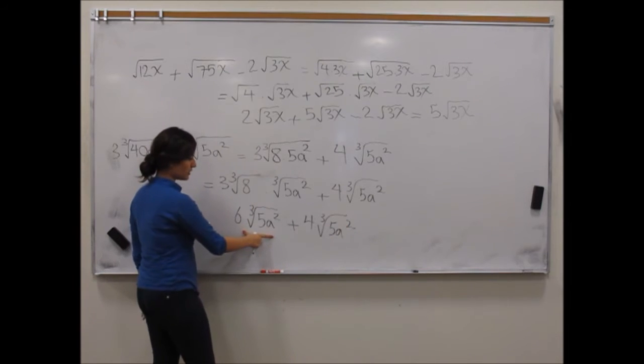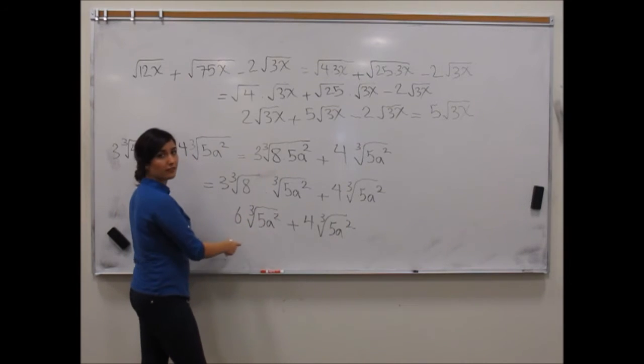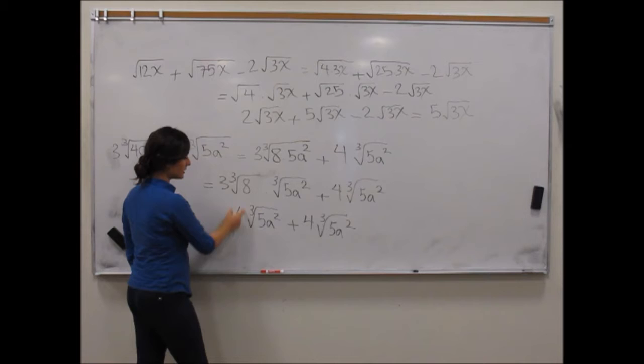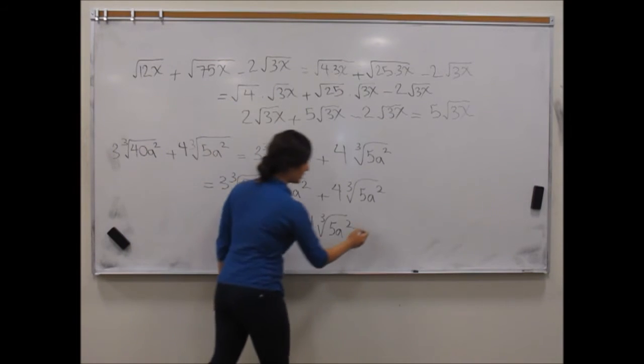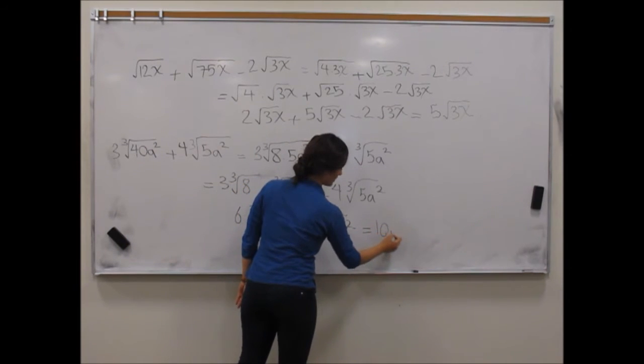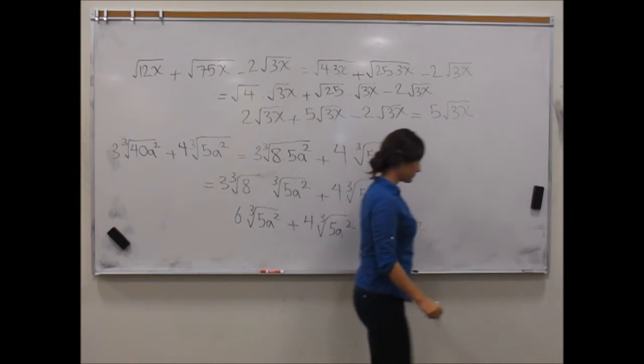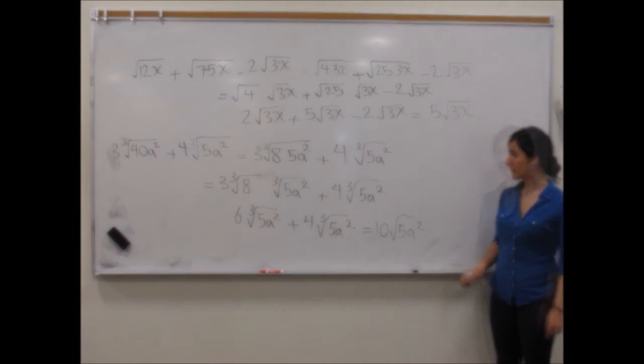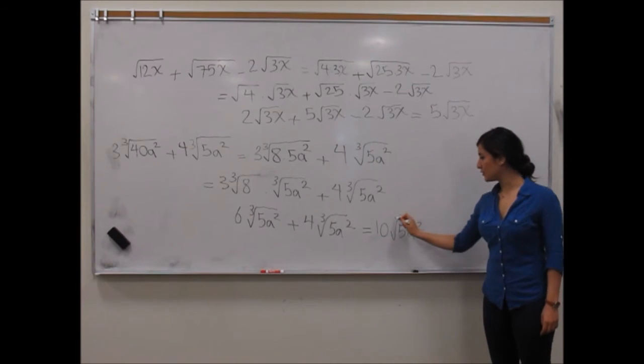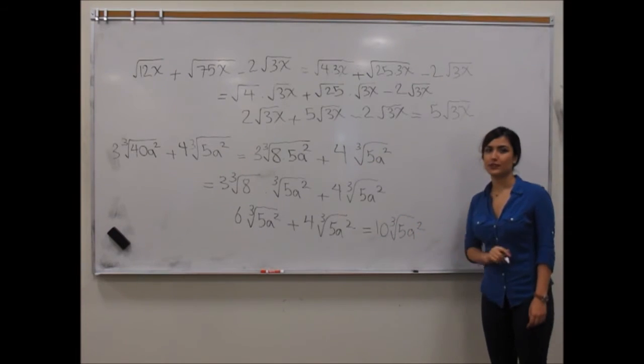The like term here is cube root of 5a squared, and 6 of that plus 4 of that gives me 10 times the cube root of 5a squared. I just forgot, this is 10 cube root of 5a squared.